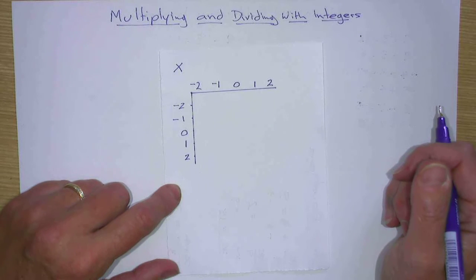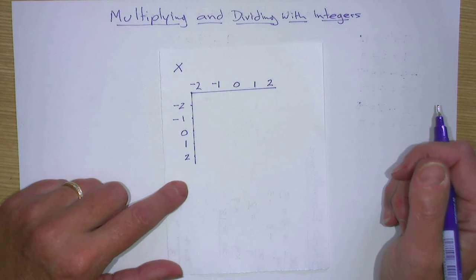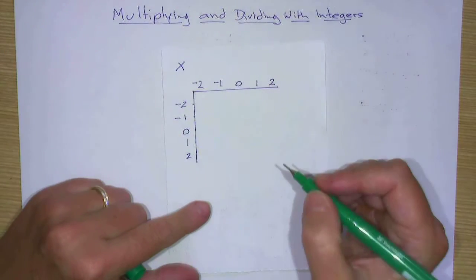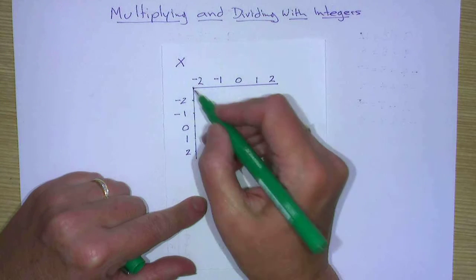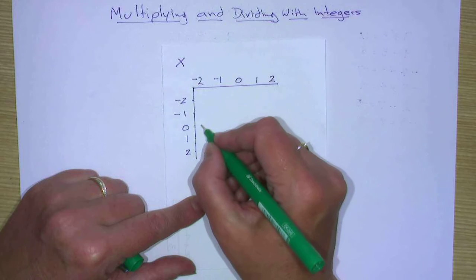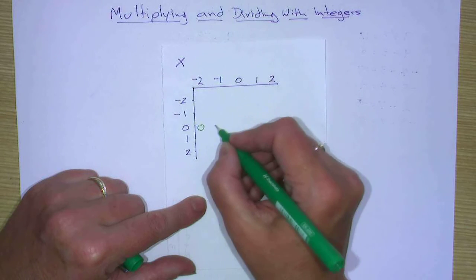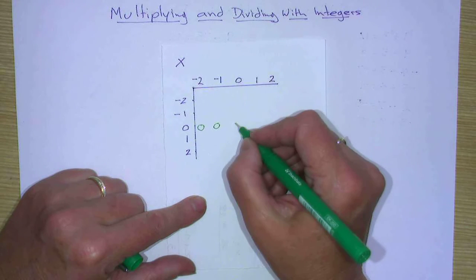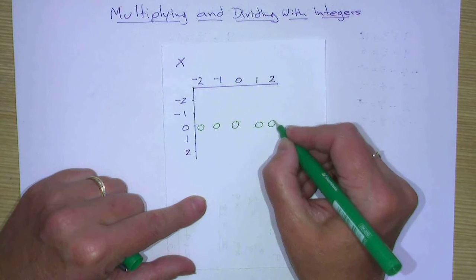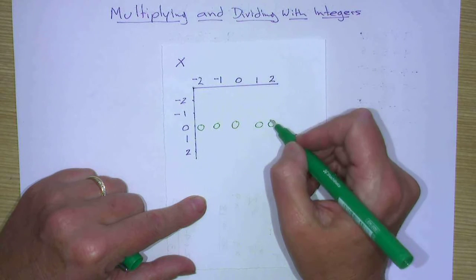In this video we're going to look at multiplying and dividing with integers. What I'm going to show you first is the pattern that happens when we multiply and divide numbers, starting with multiplying numbers. So if I have 0 and I multiply by minus 2, that gives me 0. 0 multiplied by minus 1 gives me 0. 0 multiplied by 0 gives me 0. And you can see that we have 0 multiplied by anything is always 0.